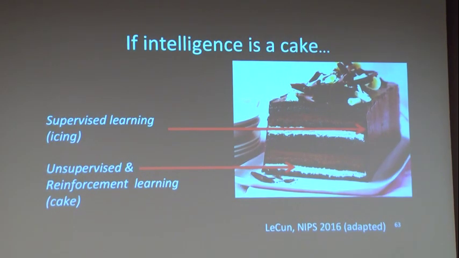So I'm coming to an end where if intelligence is a cake, right? So what we are all doing, or the majority of us are doing now, is supervised learning, which is sort of the icing on a cake. But the cake actually is the unsupervised learning and supervised learning.